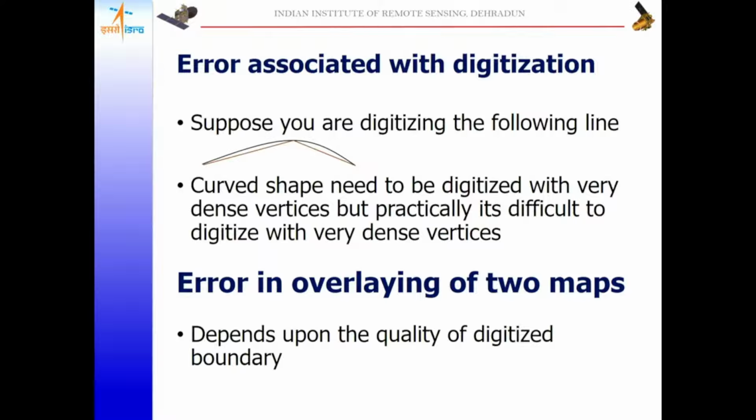And similarly, when we are overlaying two maps, then definitely, depending on the quality of whatever map you have digitized, it may exactly match or may show some errors also.